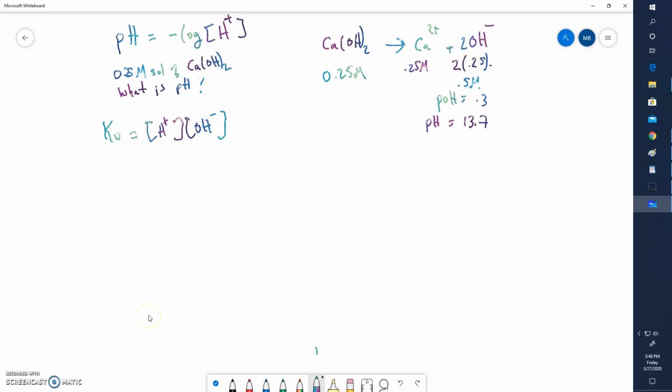Now I want to transition into more of the weak acids and bases, which are more complicated. This is straightforward. The weak acids and weak bases take a little bit of work. So let me get the board set and I'll start it up again.